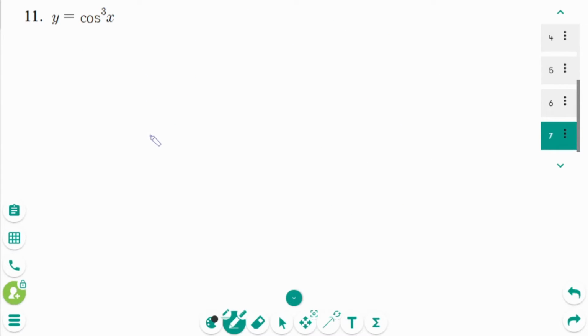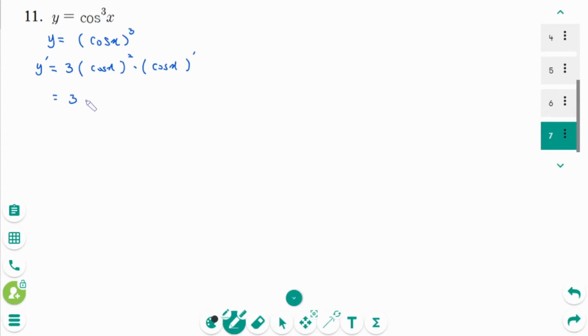Number 11, we can rewrite as y equals cosine x cubed. Just think of it as u cubed. So y prime equals 3u squared times u prime. U is cosine x.